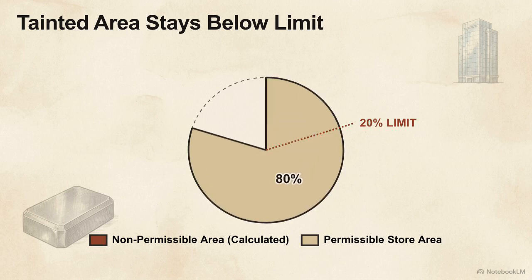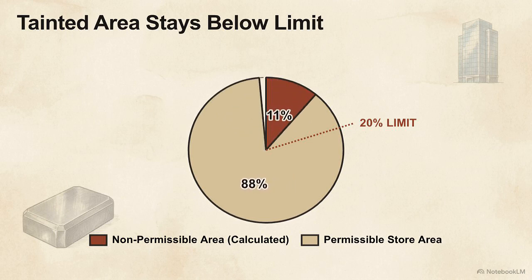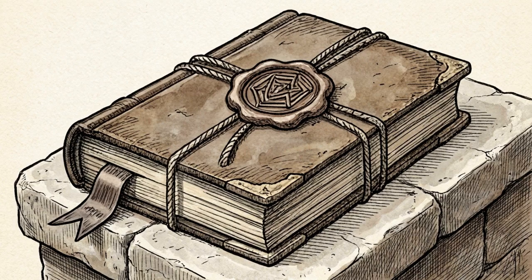This chart demonstrates the calculation methodology. Auditors divide the physical floor area occupied by the non-permissible goods by the total area of the store to determine the exact ratio of tainted rental income, ensuring it stays below the limit. Regulators also enforce a strict forward-looking constraint.